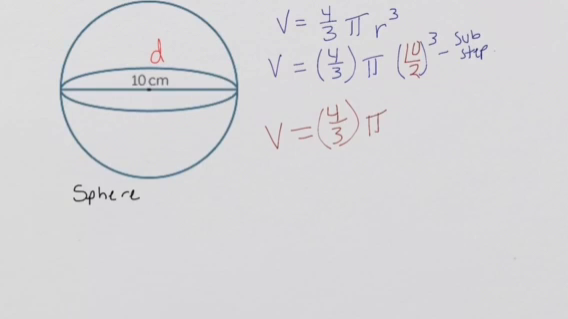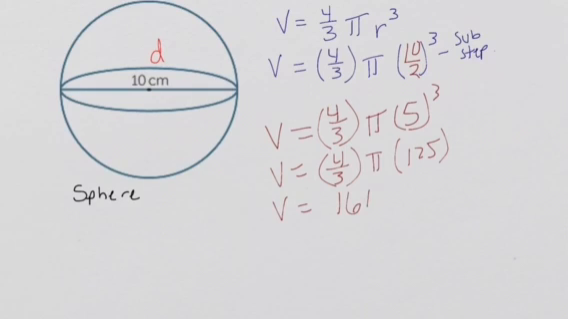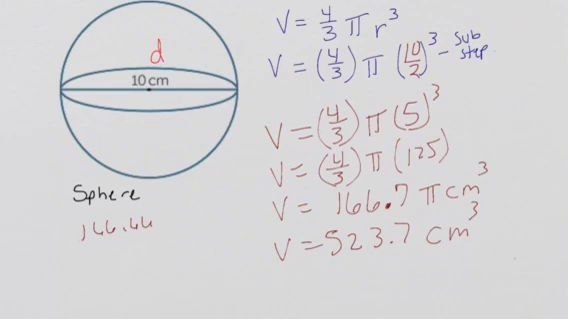Now we're going to do V is equal to 4/3 pi 5 cubed. V is equal to 4/3 pi times 125. When we multiply 4/3 times 125, we get 166.7, and of course we had to round because we actually get 166.666 repeating. So we're going to round that to 1.667 pi centimeters cubed. And then when we multiply 1.66 decimal 7 times pi, we get volume is equal to 523 decimal 7 centimeters cubed.